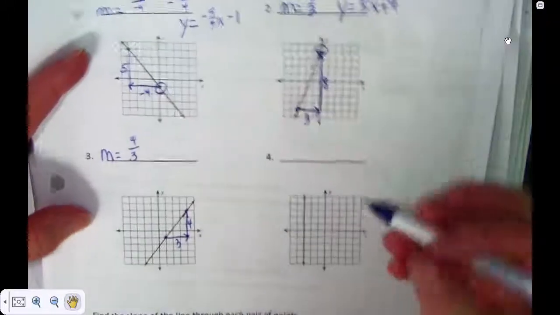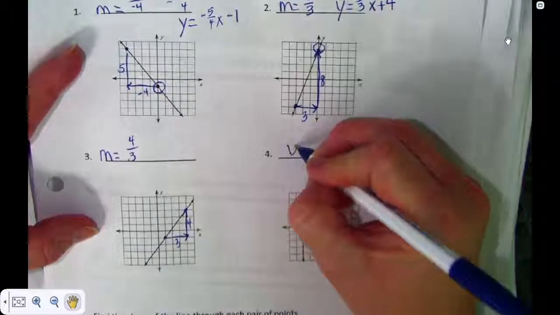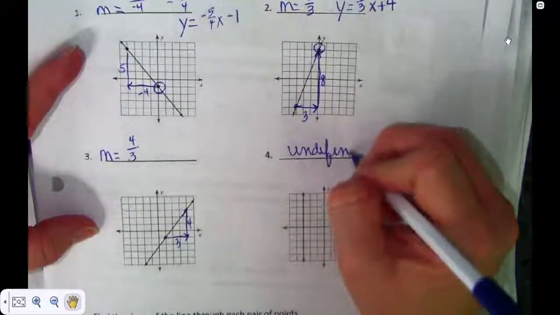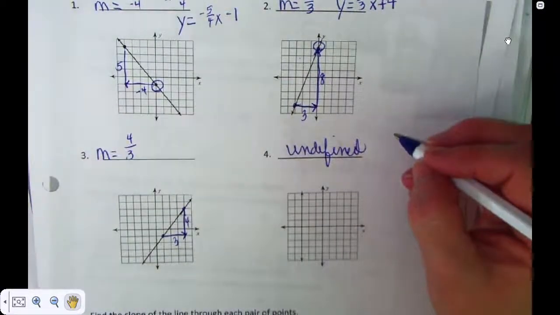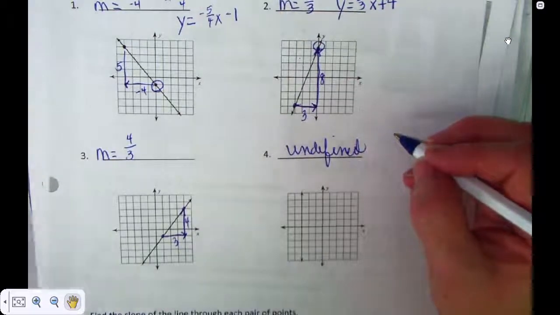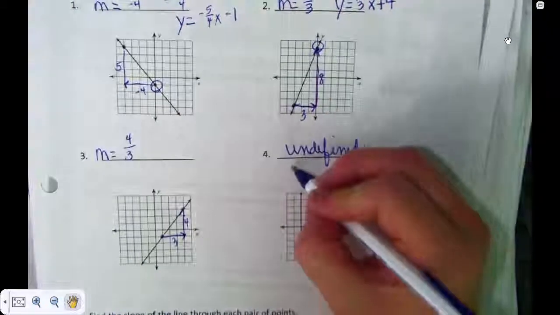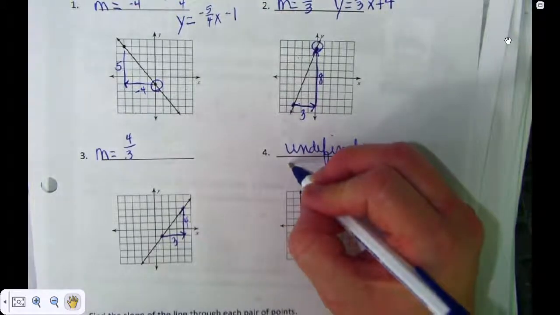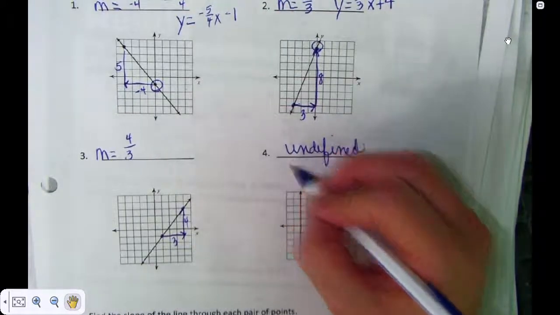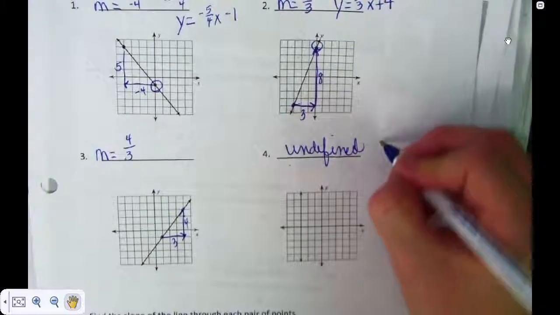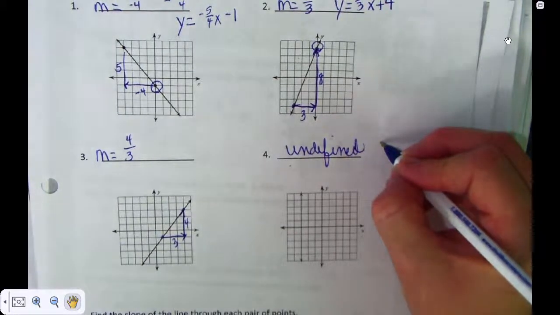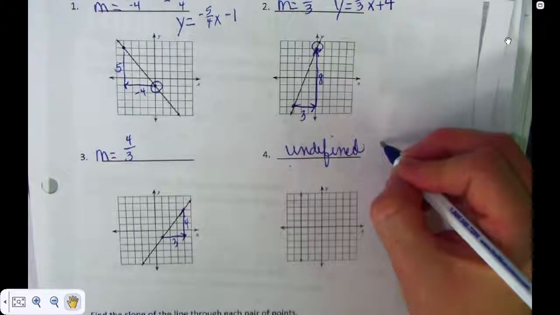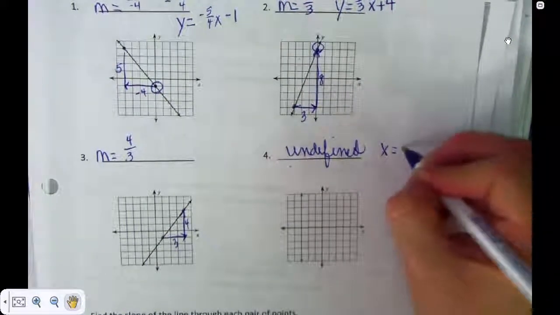Okay, number 4. What's the slope? Undefined. Yay! Undefined. I want to see undefined there. If you're going to put it's no slope, but it's undefined. So, what's the equation? It doesn't cross y. It can't be y equals. X equals -3.